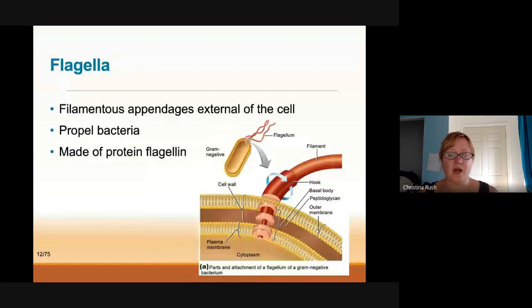Now let's move on to the flagella. Not every bacterial cell will have flagella, but some do. A flagellum is a filamentous appendage that's external to the cell, and it's there to propel the bacteria, to move it around. It's made up of a protein called flagellin, which is why we call it a flagellum. It's because of the name of the protein.